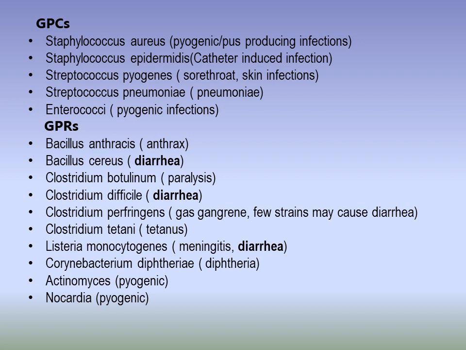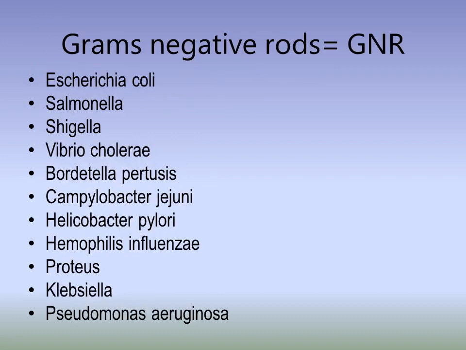Listeria monocytogenes is responsible for causing meningitis, especially in babies. It is also responsible for causing diarrhea. Corynebacterium diphtheria is responsible for causing diphtheria. We have Actinomyces and Nocardia. Both of them cause pyogenic or pus causing infections.